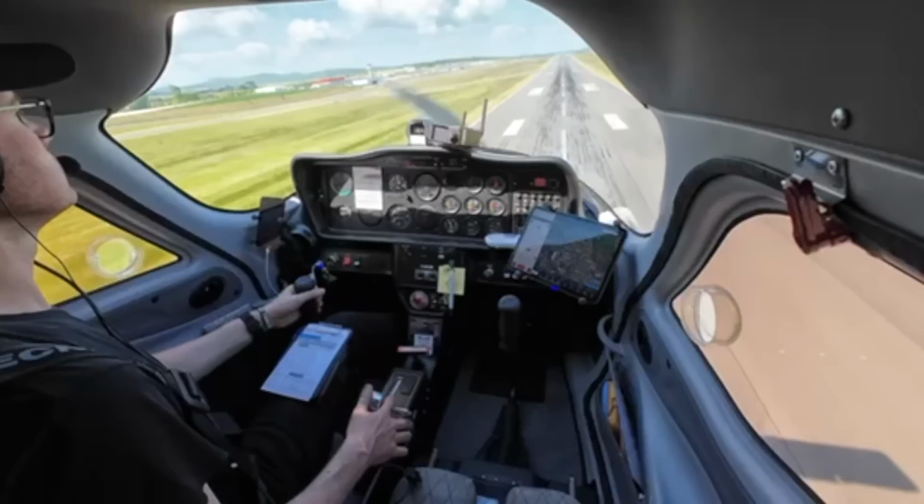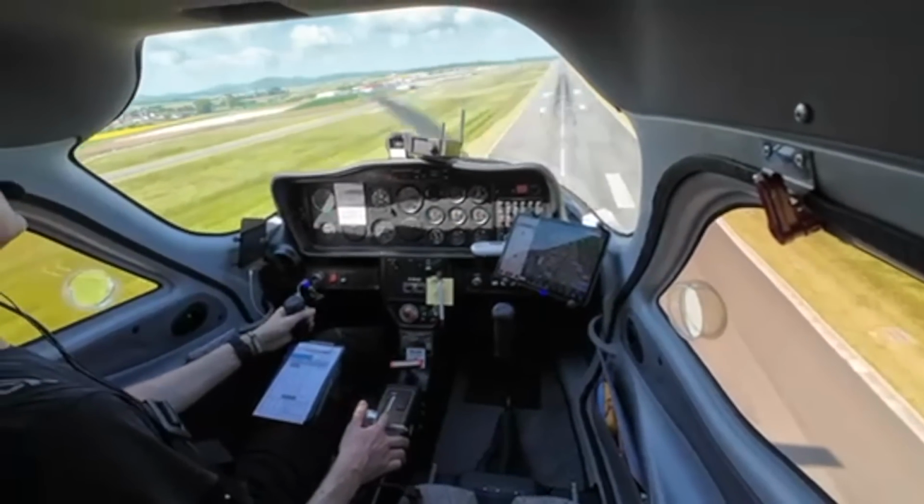Now, being in the plane and watching from a computer screen are quite a bit different. It's really difficult to feel exactly what the airplane is doing, and it's difficult to see the instruments. But I think I can still help you out here.